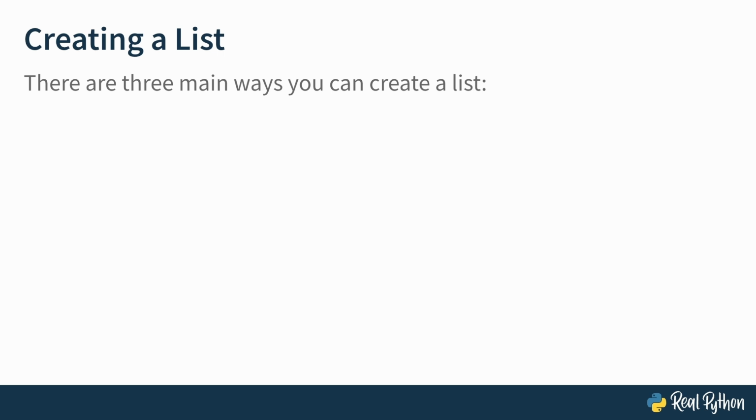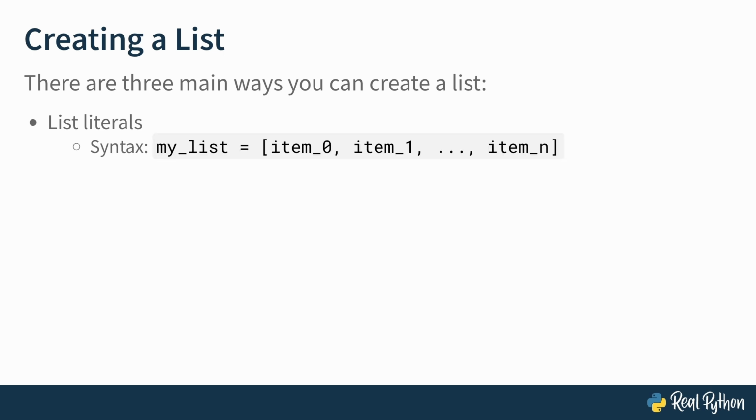Let's explore the 3 main ways you can create a new list. You can use list literals, where you define a list as a sequence of comma-separated values enclosed with square brackets. This has the syntax of mylist equals, opening bracket, item 0, item 1, 3 dots to indicate some items in the middle, and ending in item n and a closing bracket. Great for creating a list based on hard-coded values or specific variables.